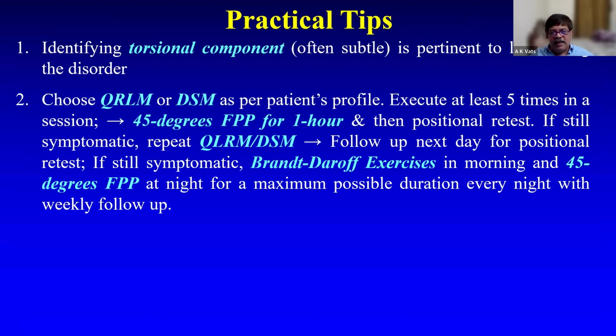Execute at least 5 times in one session, and then ask the patient to lie in the 45-degree FPP for 1 hour and then do a positional retest. If still asymptomatic, repeat QLRM or the Demi-Semont maneuver and follow up next day for positional retest. If still symptomatic, do Brandt-Daroff exercises in the morning and 45-degree FPP at night for the maximum possible duration every night with weekly follow-up.